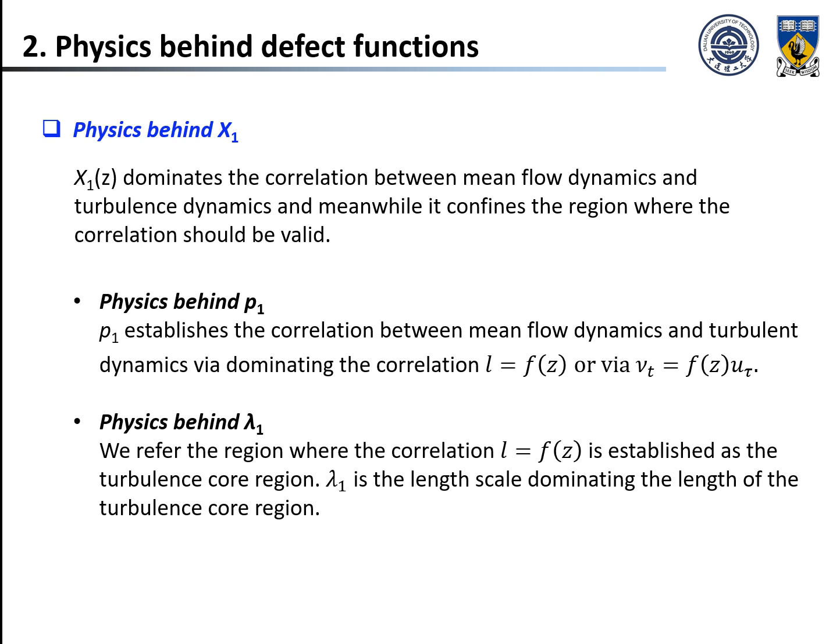A brief summary for x1. x1 dominates the correlation between mean flow dynamics and turbulence dynamics via P1, and meanwhile x1 confines the region where the correlation should be valid via lambda 1.